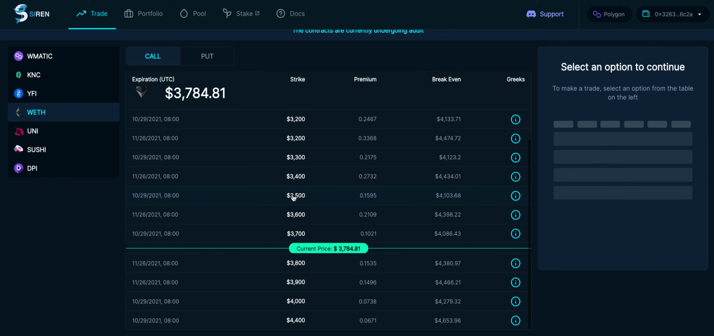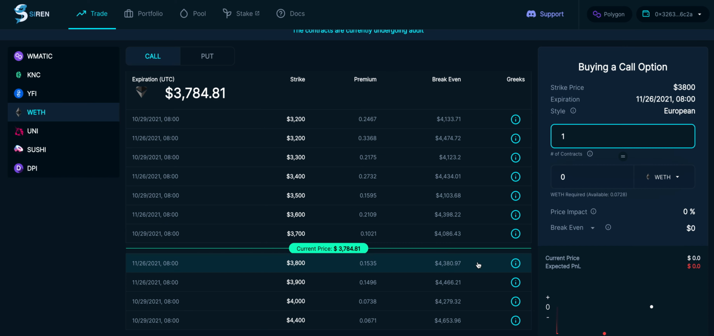So let's say we want to see October 29th expiration for a $3,300 call. Actually, let me go past. Let's go to the at the money call. So $3,800 call. The premium here is going to be about 0.15 ETH, which is a little over $600, or about $580. You could see where the break even is. The break even will be $4,381, which is the premium above the strike to break even on this option by expiration. This is a November 26th expiration.